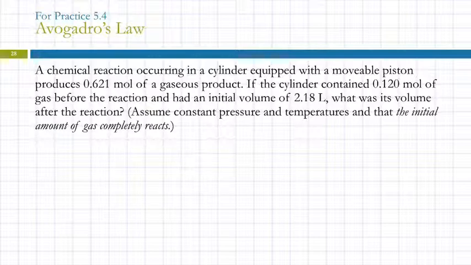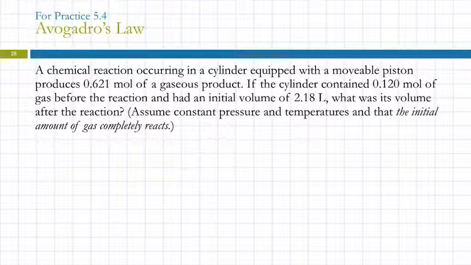So let's do a calculation with Avogadro's law. A chemical reaction occurring in a cylinder equipped with a movable piston, there's that again, produces 0.621 moles of a gaseous product. If the cylinder contained 0.120 moles of gas before the reaction and had an initial volume of 2.18 liters, what was the volume after the reaction? Assume constant pressure and temperature and that the initial amount of gas completely reacts. Always read the question all the way through.